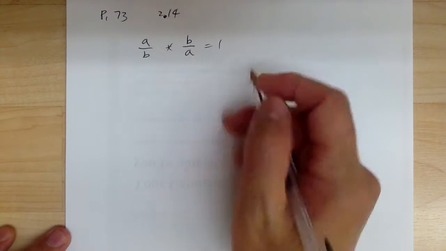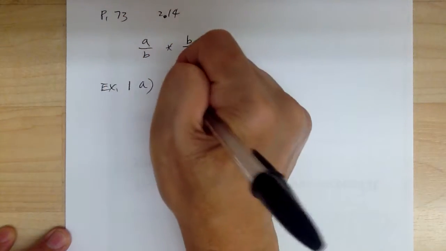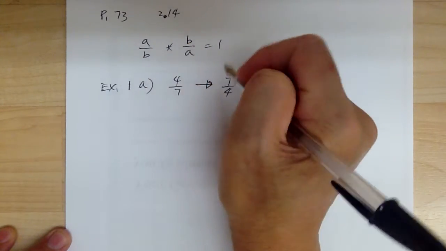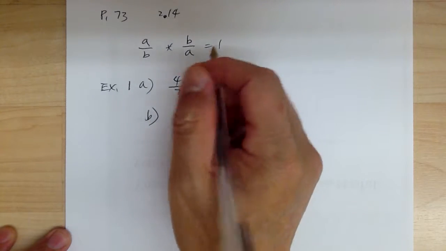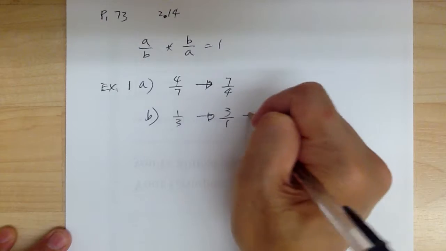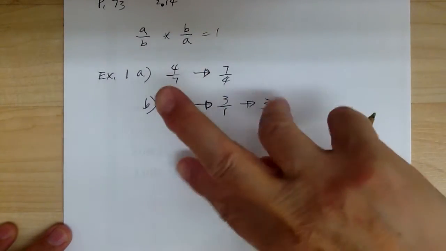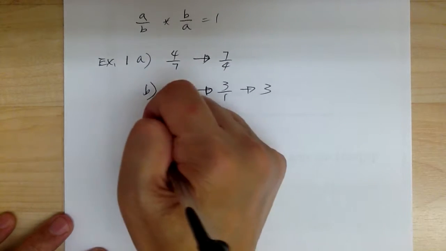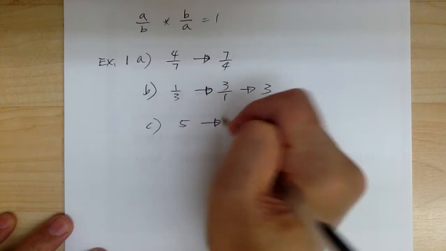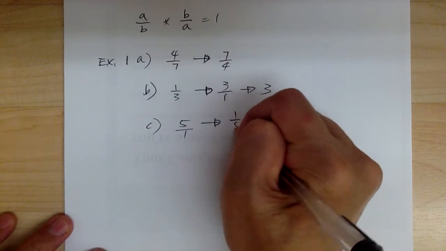Okay, so let's go to examples. Example 1a, you have 4 over 7. So the reciprocal is 7 over 4. And 1/3, the reciprocal would be 3 over 1, and so equal to 3. For C, the reciprocal of 5, think of it as 5 over 1. So when you flip it over, you get 1 over 5.